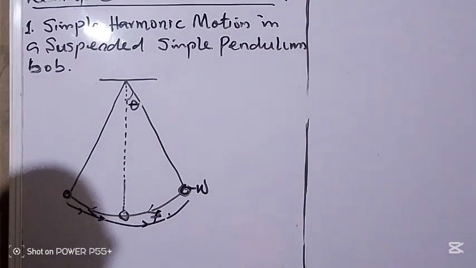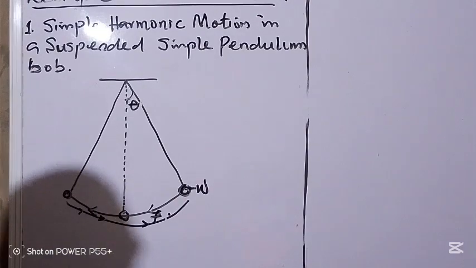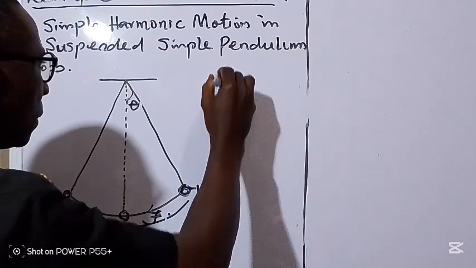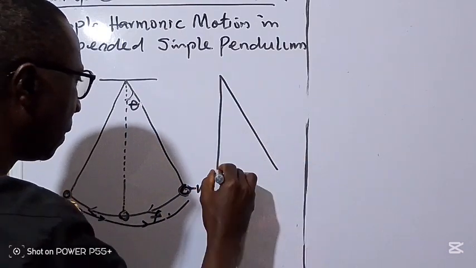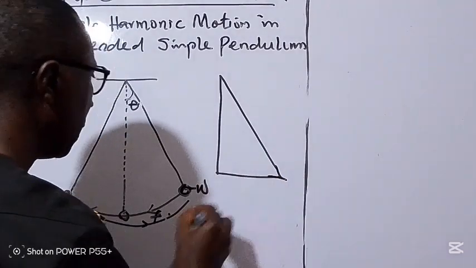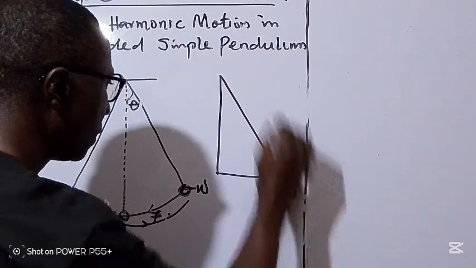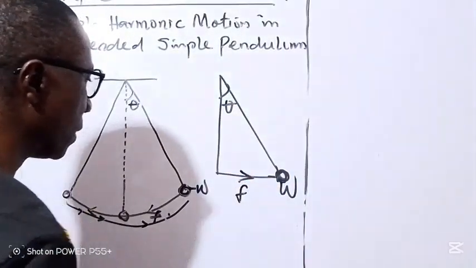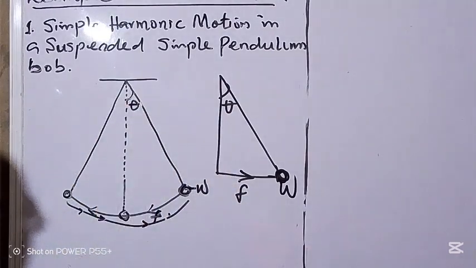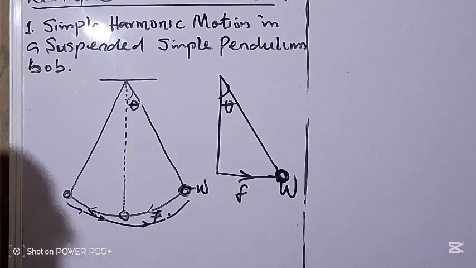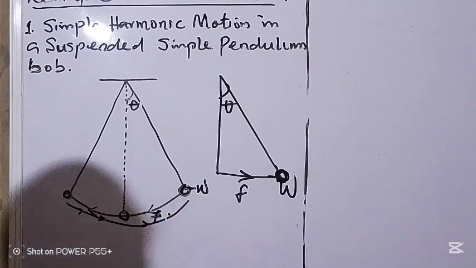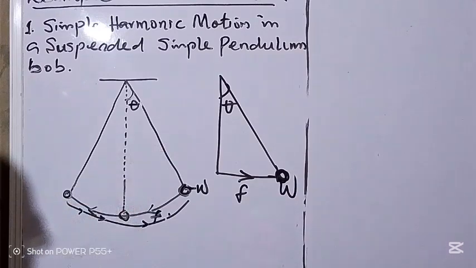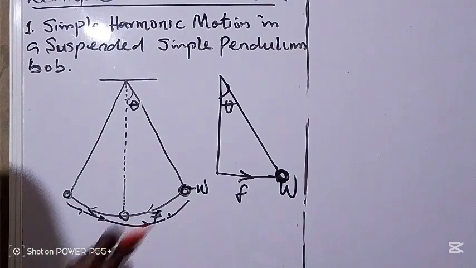Now, from the diagram on the board, take it as a right angle triangle. This is the weight, this angle theta, and here is the restoring force. That is, as it moves, the force that will return it to its equilibrium position. That's what is meant by restoring force. I'll say it again: restoring force is the force that will return the pendulum bob to its equilibrium position as it's oscillating to and fro.